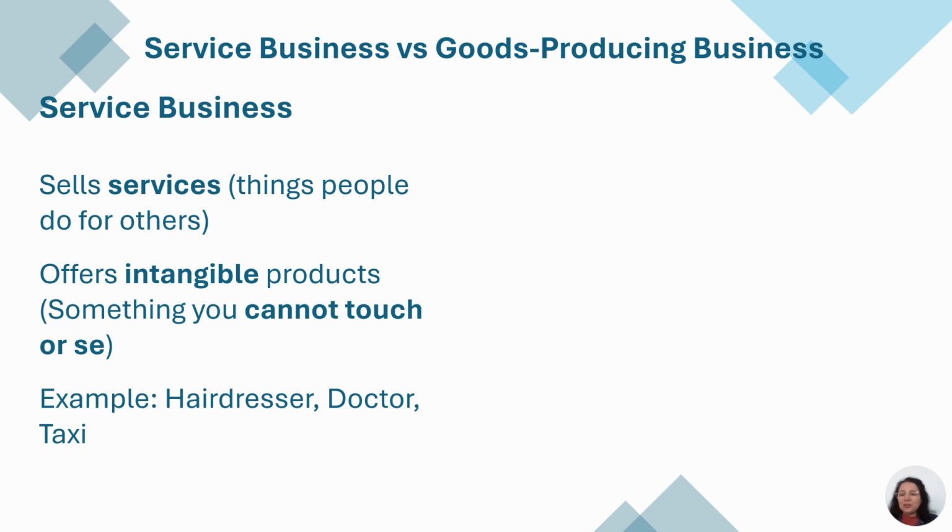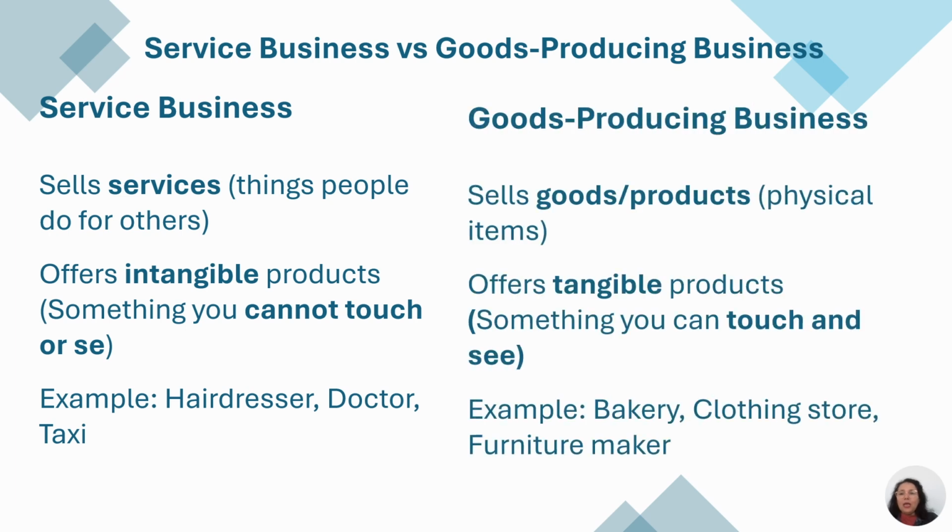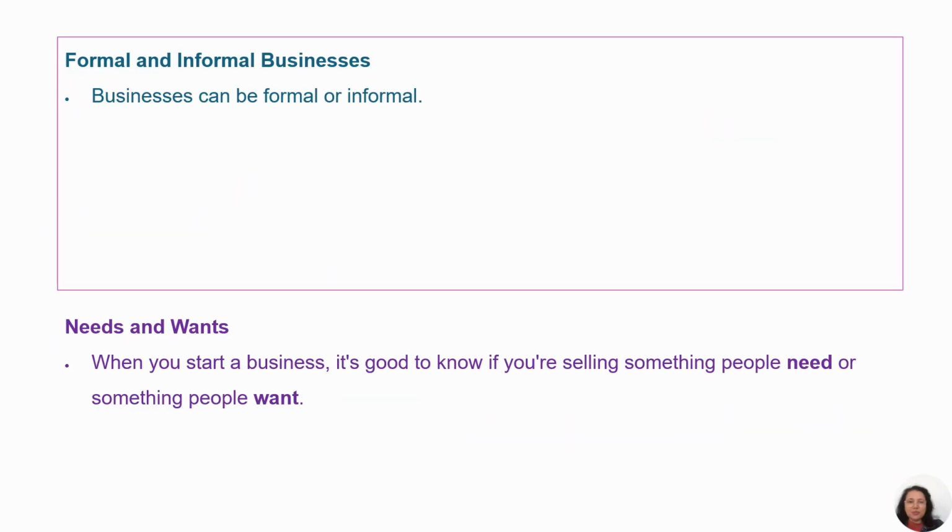So this is intangible, things that you cannot see or touch. And examples of those are hairdressers, doctors, taxi drivers, teachers, gardeners. They offer services. So good producing businesses are intangible things. These are things that you can touch and see. Now, these are physical items that are products like cakes in a bakery, clothing in a clothing store, furniture that a furniture maker produces.